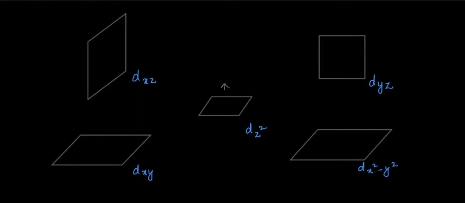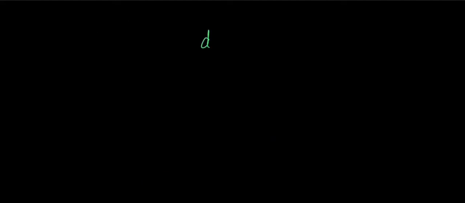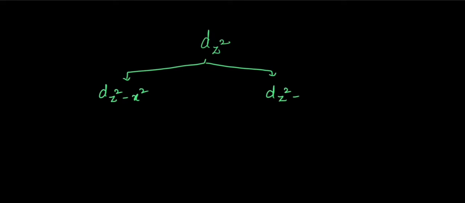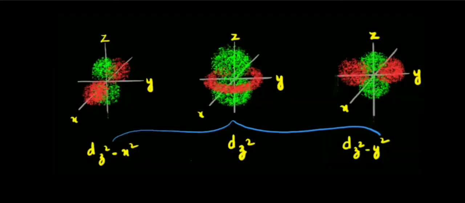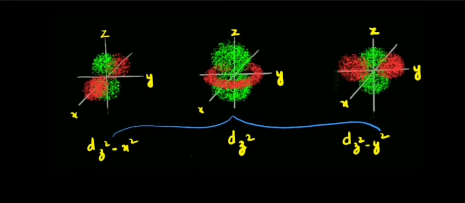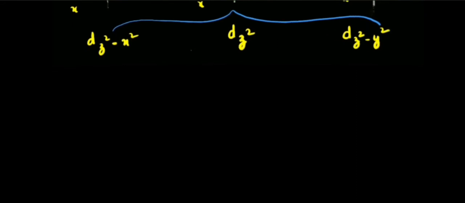For dz square, there is also electron density along z axis. Finally, coming to dz square, it is a combination of 2 orbitals, dz square minus x square and dz square minus y square. It is like 2 plus signs, one along xz and another along yz plane. Well, all of these are different orbitals and their shapes.